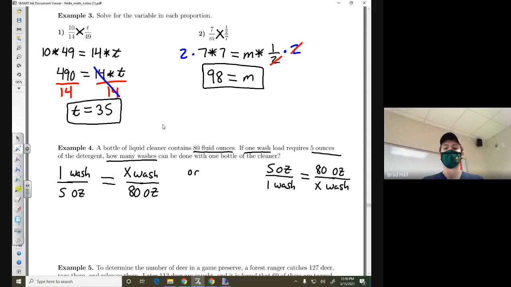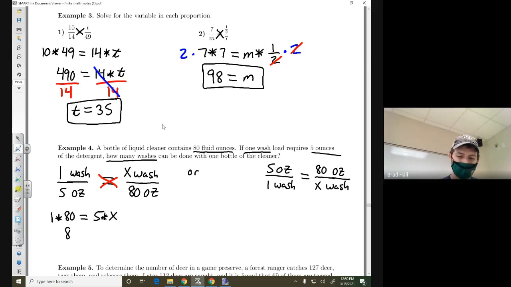So I'm going to proceed with the way on the left, because now that we have the proportion, we get to cross multiply. It's as simple as that. So now it's 1 times 80. Again, this might be an excessive number of steps. 1 times 80 is equal to 5 times x.